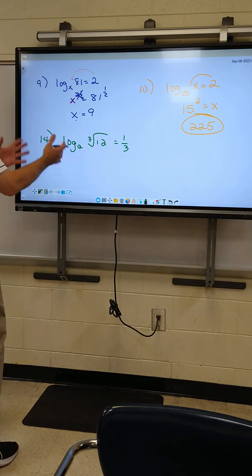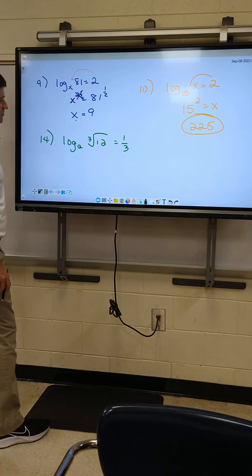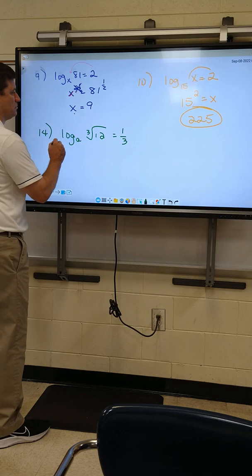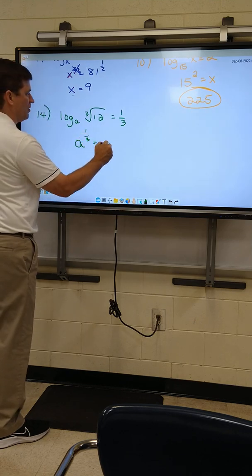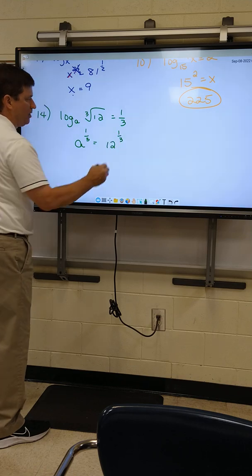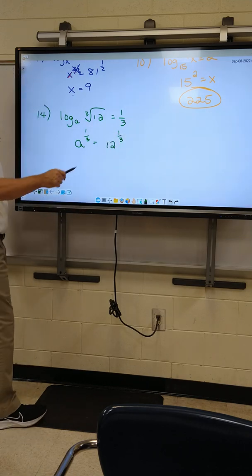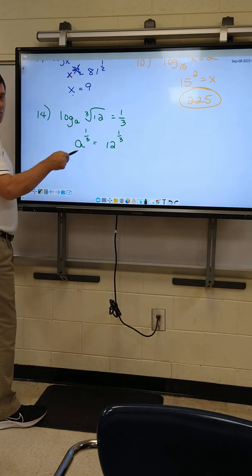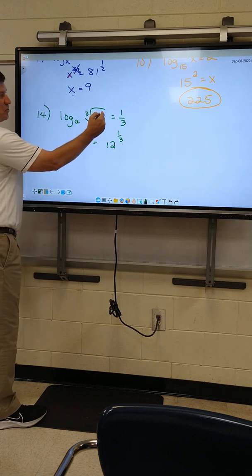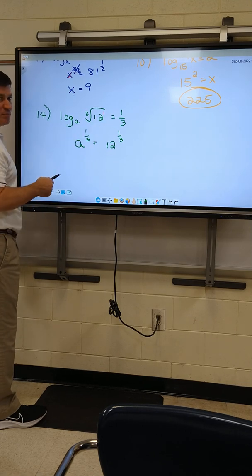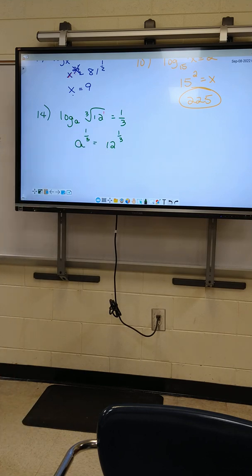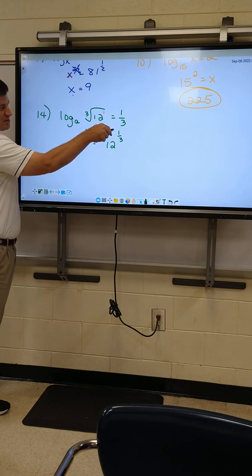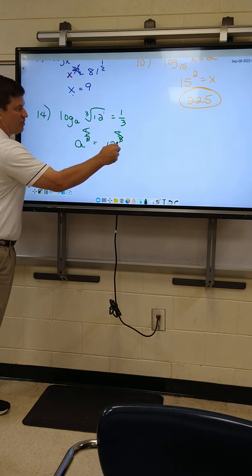All right, Nathan Willis, set up number 14 for me, please. A to the 1/3 equals 12 to the 1/3. Does everybody understand how that one goes to 12 to the 1/3? There's an understood 1 right there. That's where the 1 comes from, and this number always goes on the bottom. So A equals 12. If this exponent is the same as this exponent, you can just mark them out and get 12.